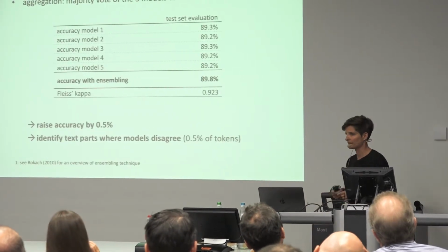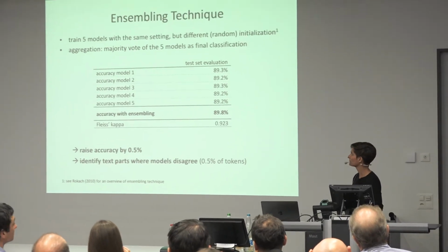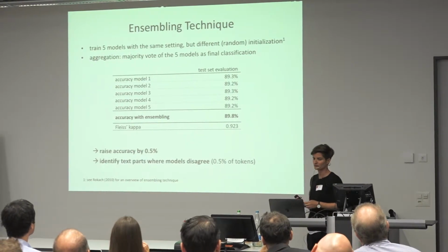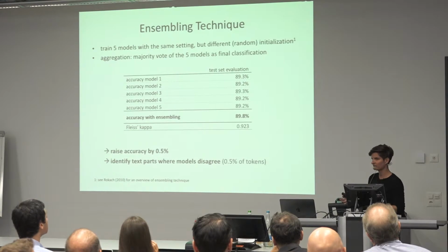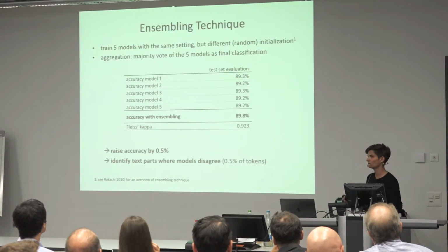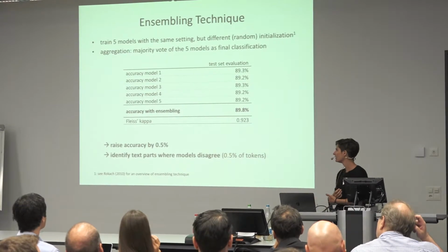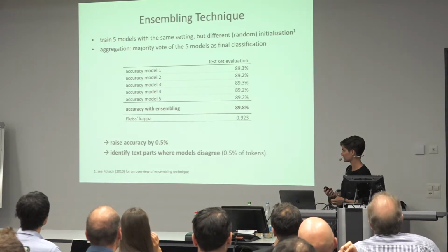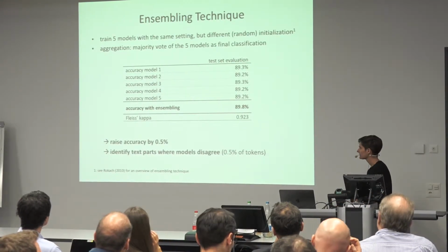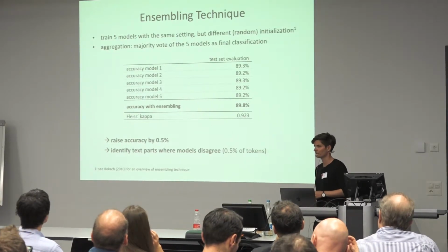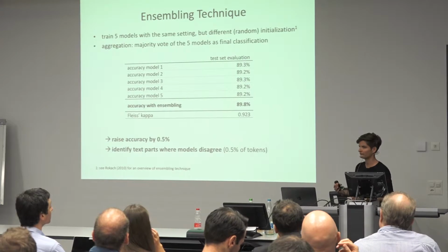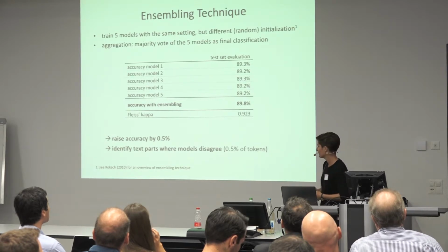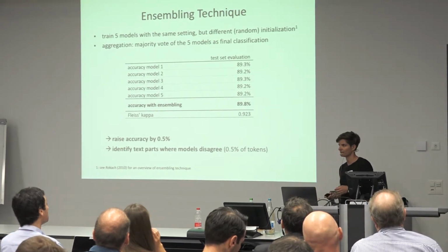As a final step to improve our models, we used the ensembling technique. That is, we trained 5 models with the same setting but with different random initial parameters, and then aggregated the classification. We just used the majority vote of the 5 models as the final classification. One benefit of this technique was that we raised accuracy by 0.5%, which is the largest improvement of all experiments. The second and even more important benefit for us is that it allows us to identify the text parts where the models don't agree, so we can correct them manually. By doing so, we would reach an accuracy over 90%.